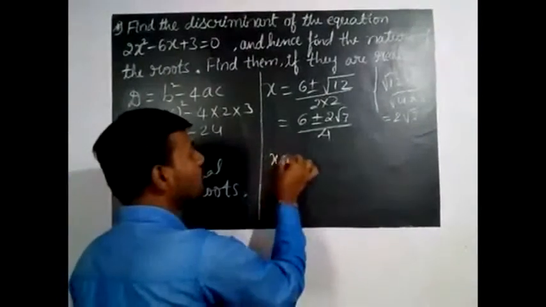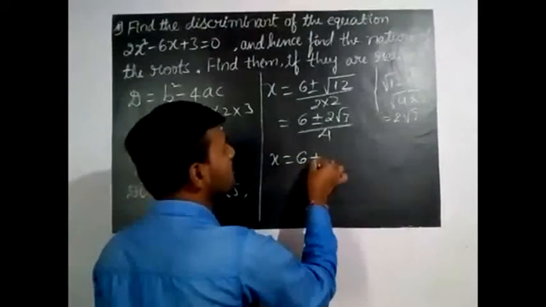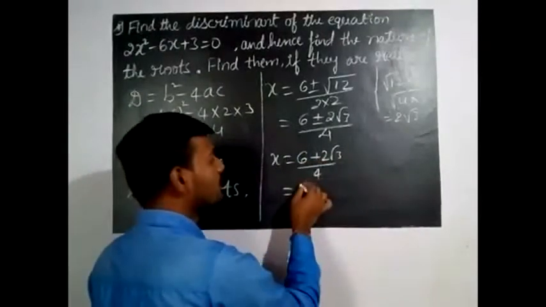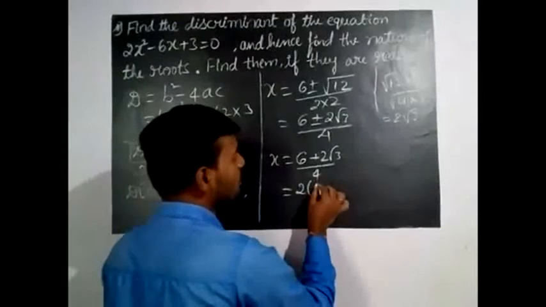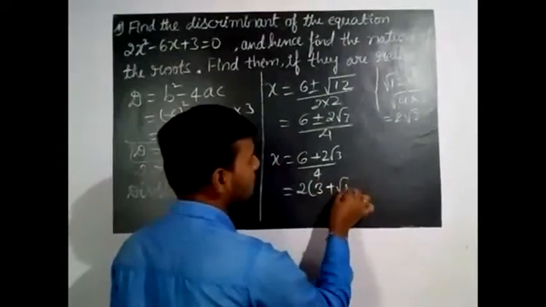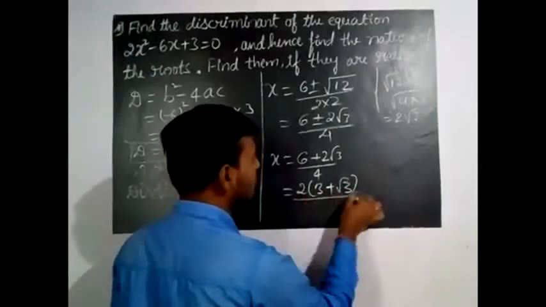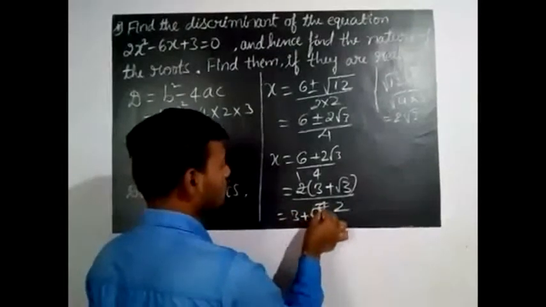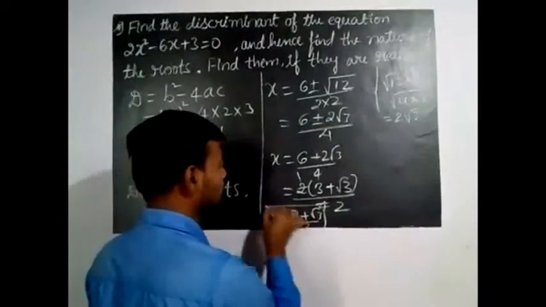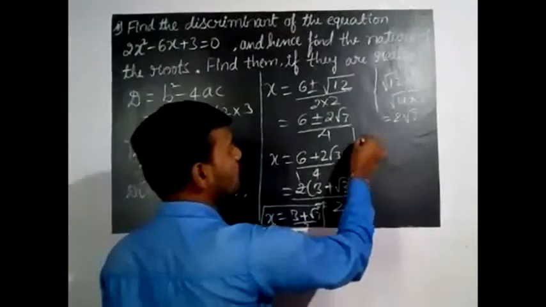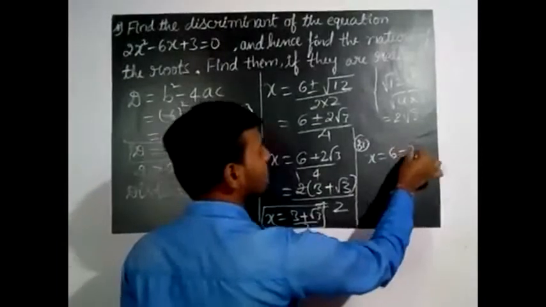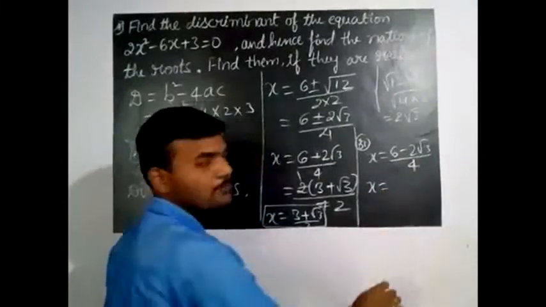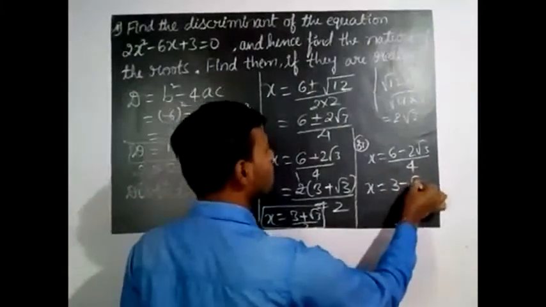We are getting x is equal to 6 plus 2 root 3 by 4. It can also be written as, here 2 is common in the numerator, let us take it out, 2 times 3 plus root 3 by 4. That means it becomes 1 by 2, right? 3 plus root 3 by 2 is one of the roots. Okay, and one more root, x is equal to 6 minus 2 root 3 by 4. So what will be the root? 3 minus root 3 by 2.